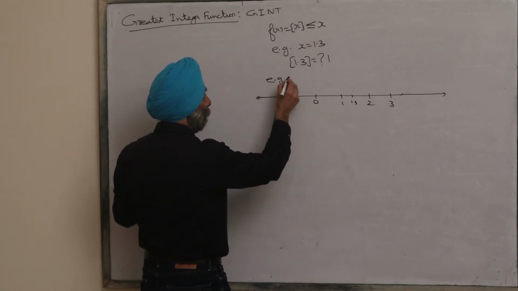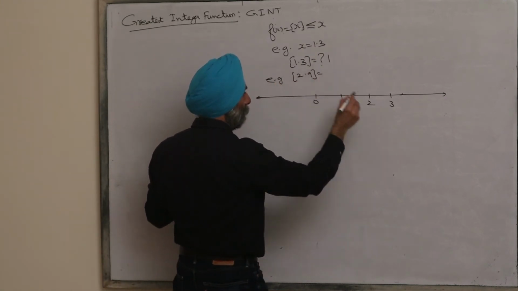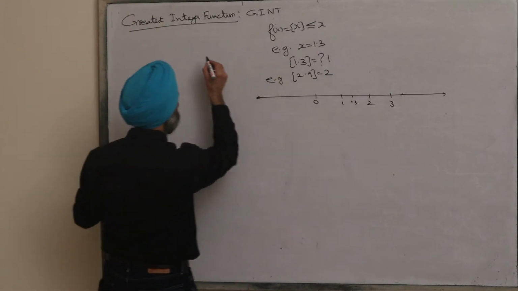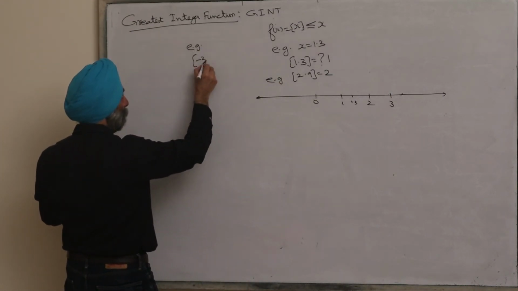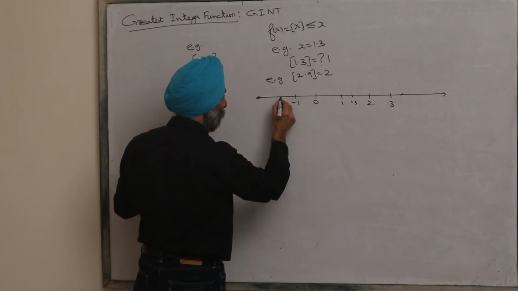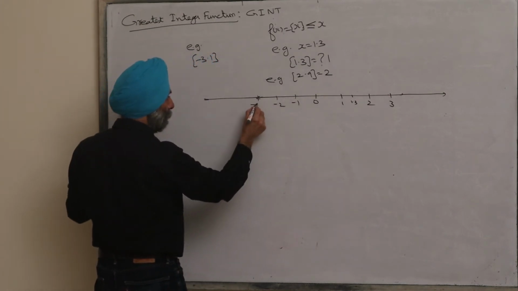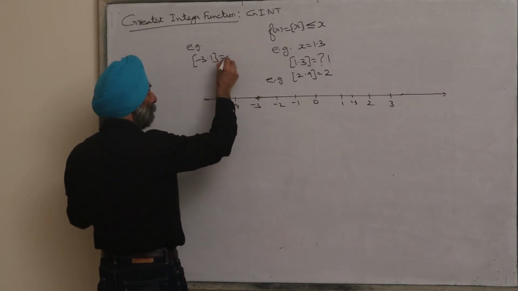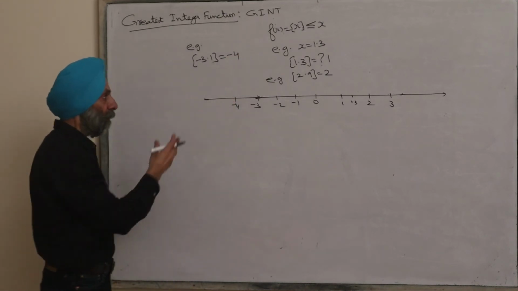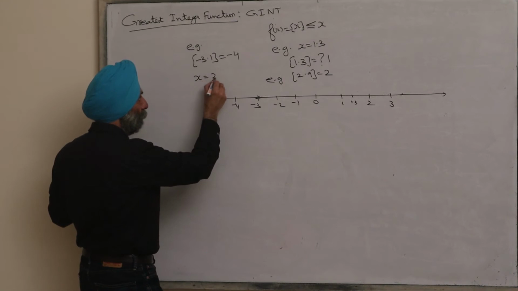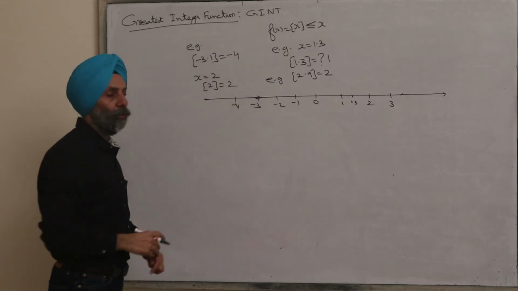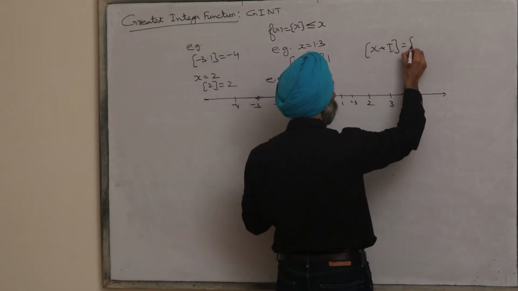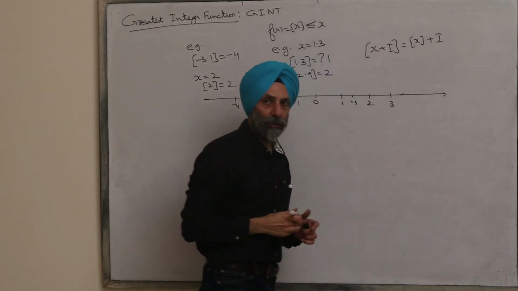For example, take 2.9. So 2.9 is here. Immediately to the left is the integer 2. For example, say minus 3.1. So here it is minus 1, minus 2, minus 3, minus 4. Minus 3.1 is here. Immediately to the left of it is minus 4. If it is the integer itself, let's say x is equal to 2, then the integral part of 2 is equal to 2.